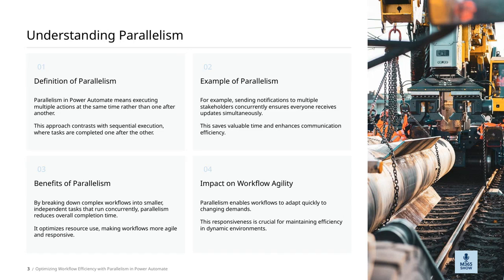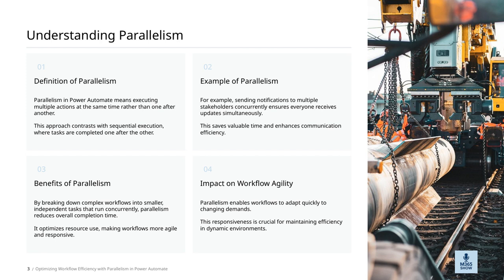Understanding parallelism is key to optimizing workflow efficiency in Power Automate. Essentially, parallelism allows workflows to adapt quickly to changing demands by running multiple tasks at the same time. This responsiveness is especially important in dynamic environments where things can change rapidly. When we talk about the impact on workflow agility, breaking down complex processes into smaller, independent tasks that run concurrently helps reduce the overall completion time. It also makes better use of resources, which in turn makes workflows more flexible and responsive to your needs.